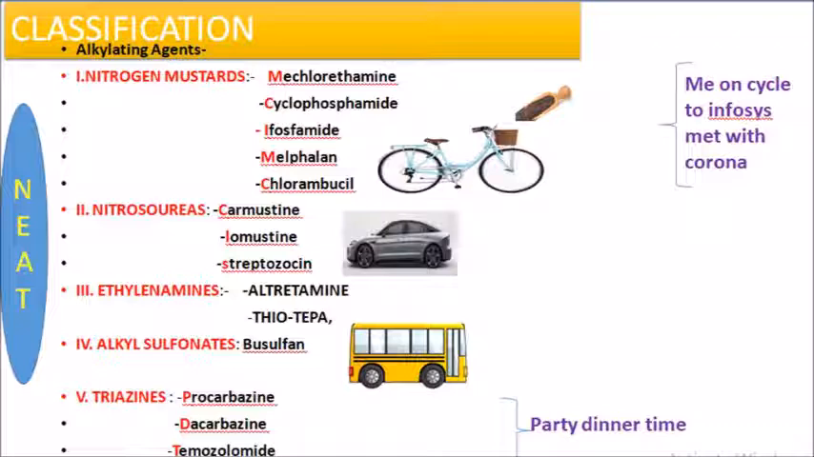So alkylating agents are NEAT. In that NEAT, you have nitrogen mustards, nitrosoureas, ethyleneamines, alkyl sulfonates, and triazines. For nitrogen mustard, remember me on cycle to Infosys met with corona. For nitrosoureas, you want a car: carmustine, lomustine, and streptozocin. Then ethyleneamines end with the term amine: altretamine, and thiotepa also you should remember. For alkyl sulfonate, the term sulf should come, so busulfan. And triazine is finally party dinner time, PDT: procarbazine, dacarbazine, and temozolomide.